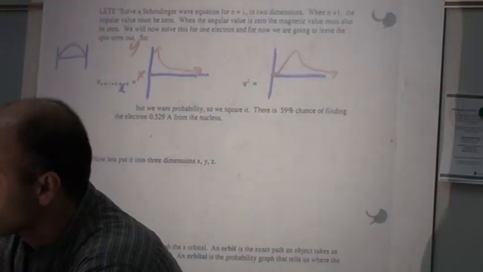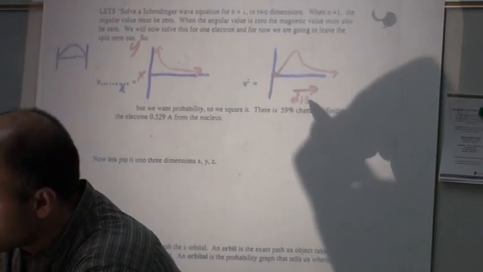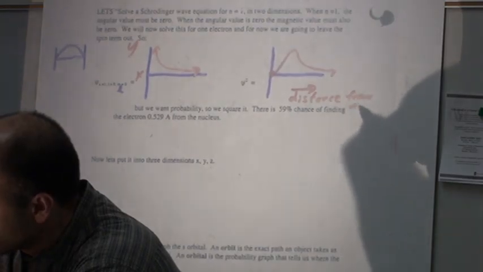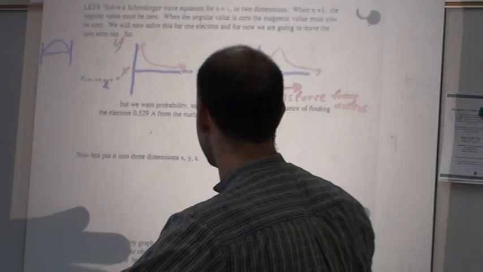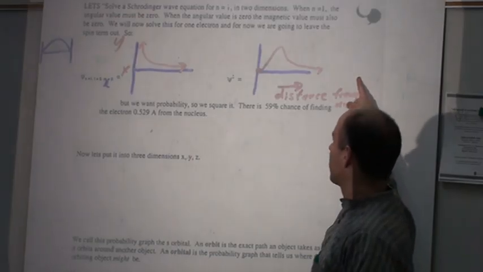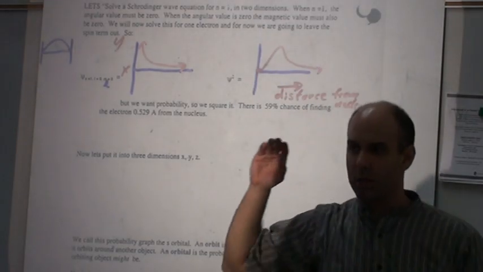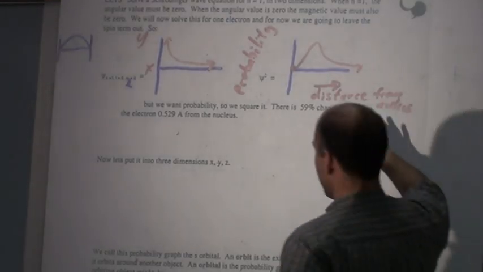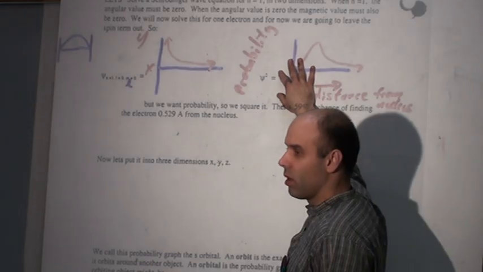That's the nucleus. This is the distance from nucleus. So our x-axis is telling us how far away from the nucleus we are. And the y-axis is telling me the probability of finding the electron. So like I said, the quantum mechanical model does not deal in certainty. It deals in probability.